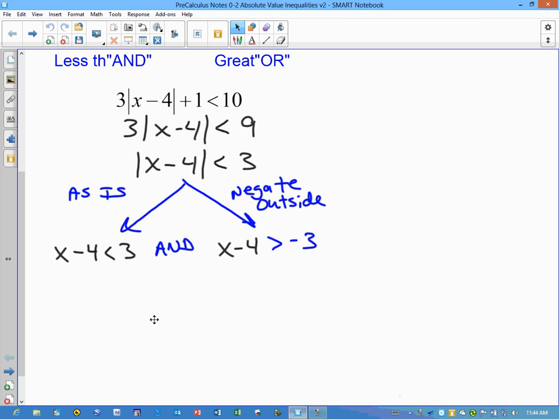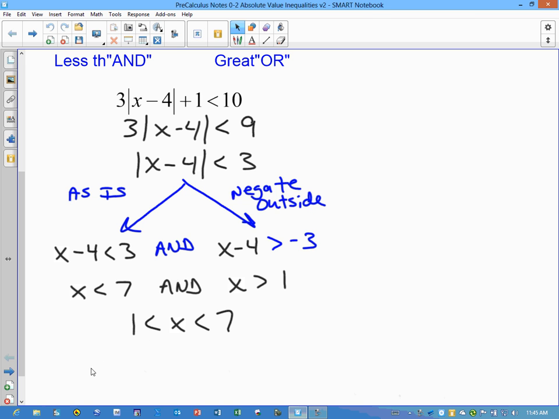Now once you have it broken up, you can solve each side individually. Here we're going to add 4 to both sides, which gives us x is less than 7. And that follows along with us. We add 4 again to both sides and get x is greater than 1. And sometimes when you have an "and" statement, you can rewrite this as an interval. We basically rewrite it as an inequality of 1 is less than x, which is less than 7. 1 would be your lower bound, 7 would be the upper bound, and x is between 1 and 7.